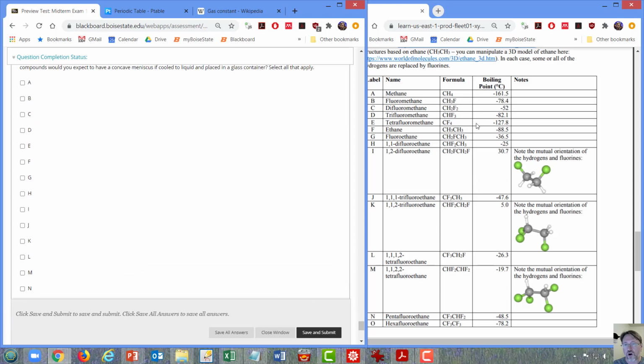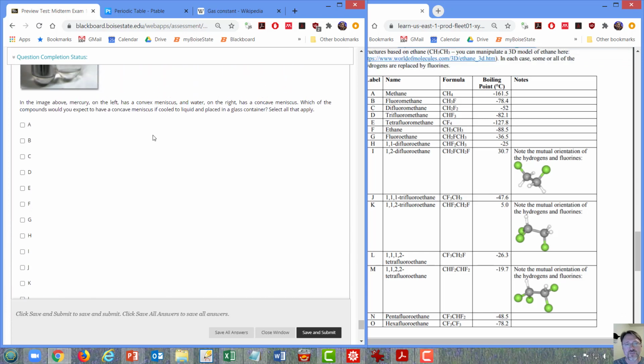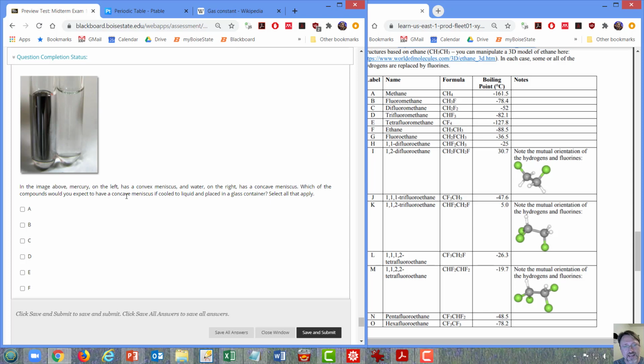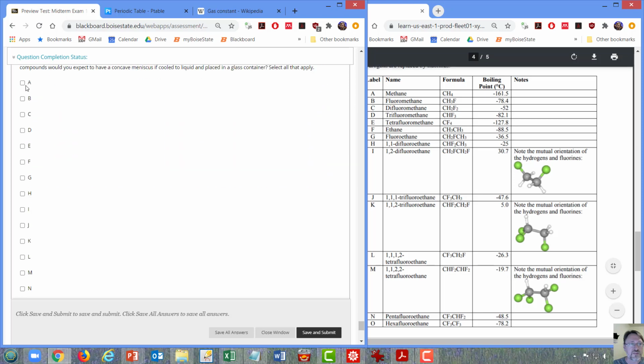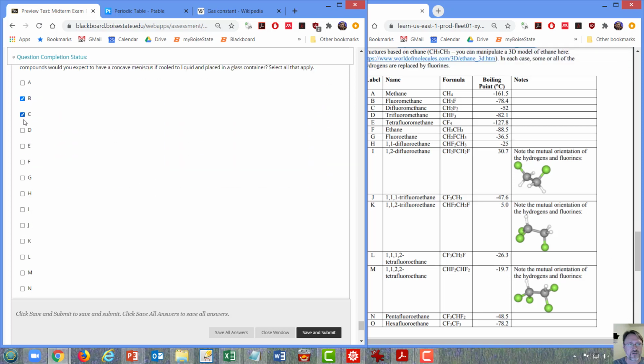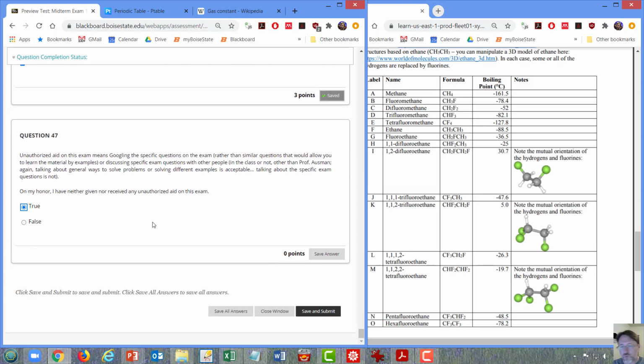So the question now is, of all of these molecules, because this has all of them, which of them have hydrogen bonding to the wall? Which have the concave, which is this one, like water? Well, anything that has a fluorine in it will be able to hydrogen bond to the walls. So it's easier to look at which ones don't. A and F don't, so therefore we need to mark everything except A and F. And we're done with 100%.